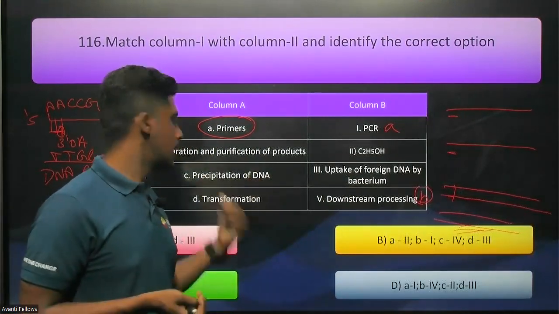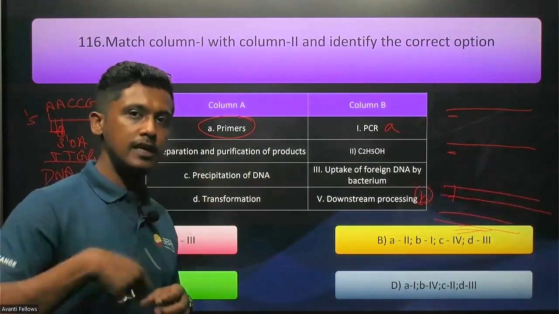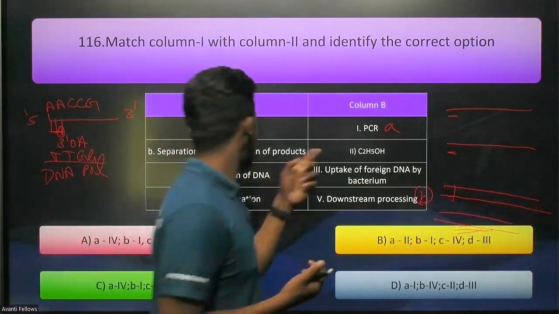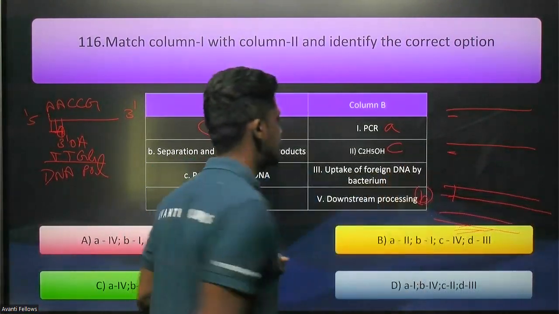When the DNA gets dehydrated, it starts precipitating, and while spooling, we can isolate. So we use ethanol for precipitation of DNA. I'll write it as C.